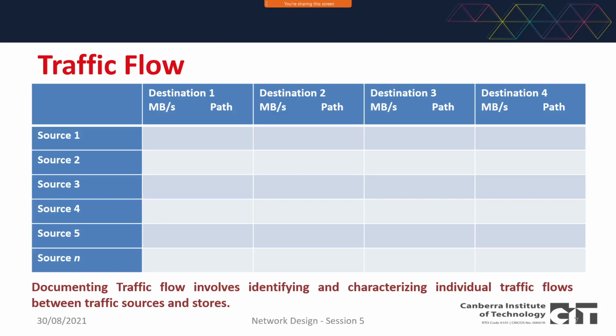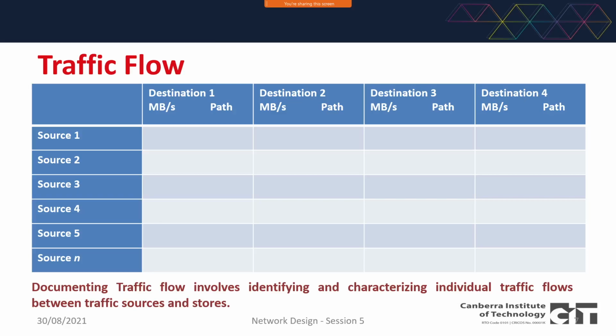Okay. Now, when we're characterizing the traffic flow, we need to understand what the source of the information is, where the destination of the information is, and the megabits per second, in other words, the throughput, the current throughput of the link, how many bits are actually being squeezed into the link.